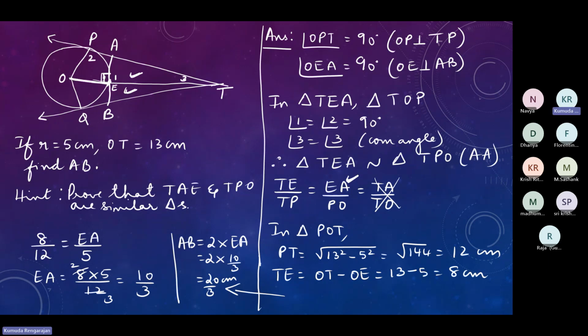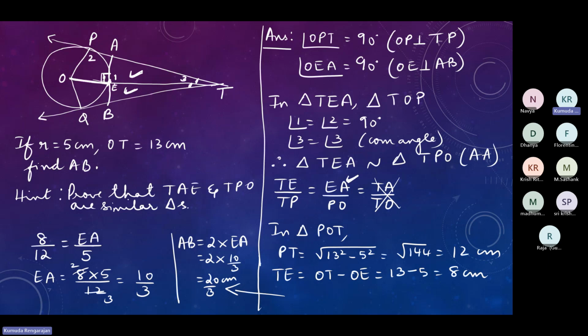So how do you show that these two triangles are congruent? The triangles which I've ticked. This angle is equal to this angle because equal tangents are equally inclined to the line segment joining the center and the external point. So this angle equals this angle.